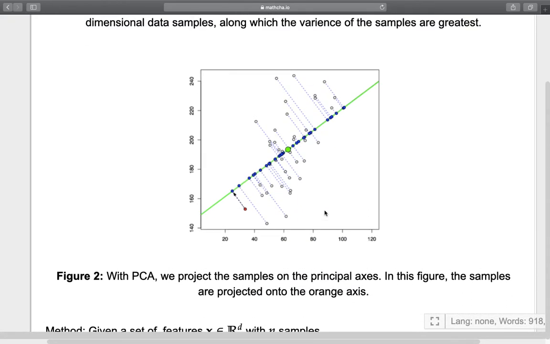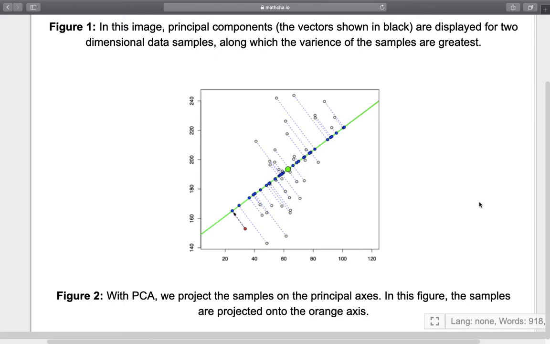Now, with principal component analysis, we project the samples on the principal axis. For instance, suppose that this group of samples belongs to one class and this group of samples belongs to another class. When we project them onto this line, we can easily separate them by cutting the axis, or cutting this line, somewhere around here.